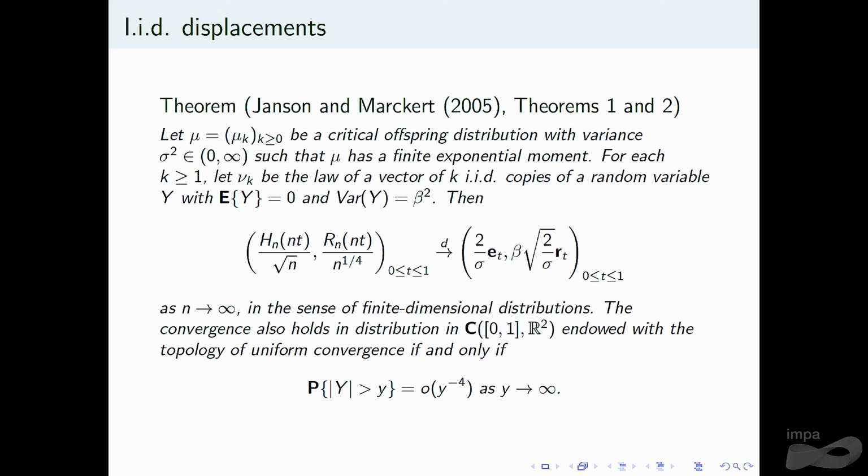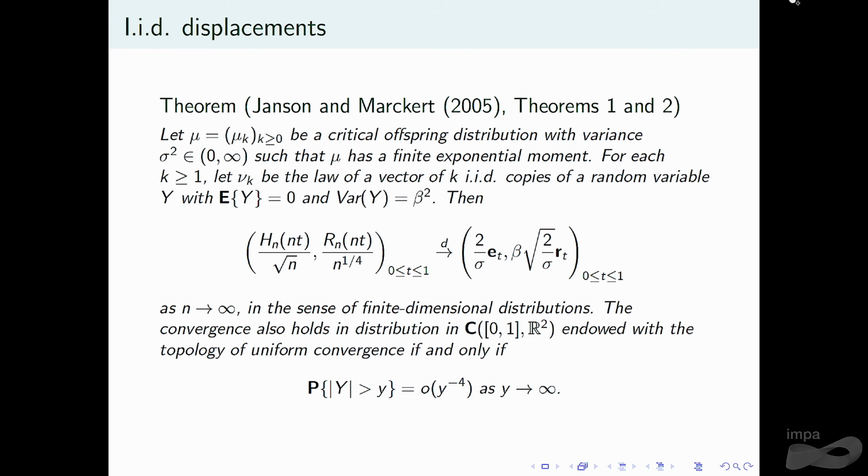So this is considered by Jensen and Merkel for a critical offspring distribution with finite variance and a finite exponential moment, but it should be noted that also you can remove this finite exponential moment, and this was done in a paper by Narzouk. And so basically what they show is that, okay, if you have the centering and the finite variance, then you're going to get convergence in the sense of finite dimensional distributions, and then you'll get tightness if you assume this tail behavior condition.